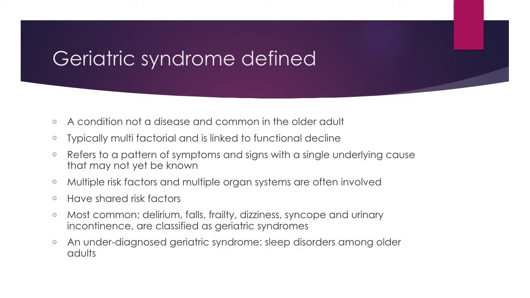The most common geriatric syndromes are delirium, falls, frailty, dizziness, syncope, and urinary incontinence. These are classified as geriatric syndromes. One of the most underdiagnosed geriatric syndromes is sleep disorders among older adults, and this is what I will be discussing in this PowerPoint presentation.